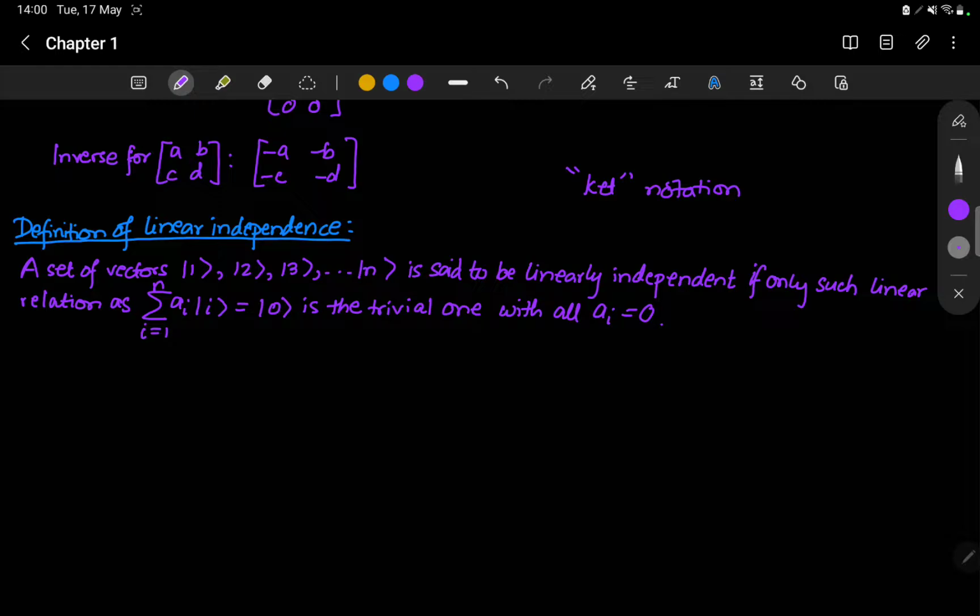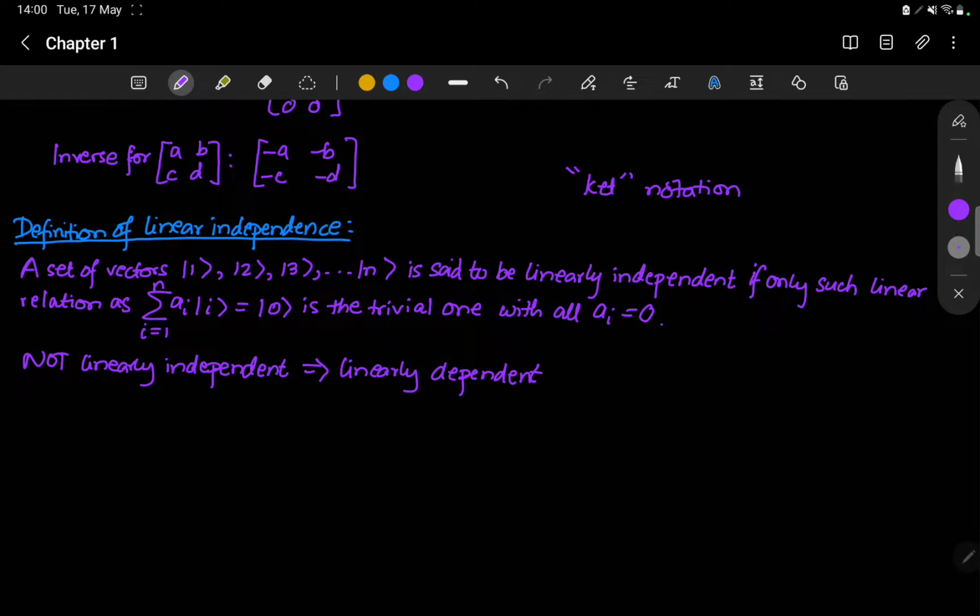What does linearly dependent mean? If these vectors are not linearly independent, then that implies that the vectors are linearly dependent. This would mean that this relation out here, for linear dependence, would be satisfied for a certain combination of ai in which all the ai are not equal to 0.